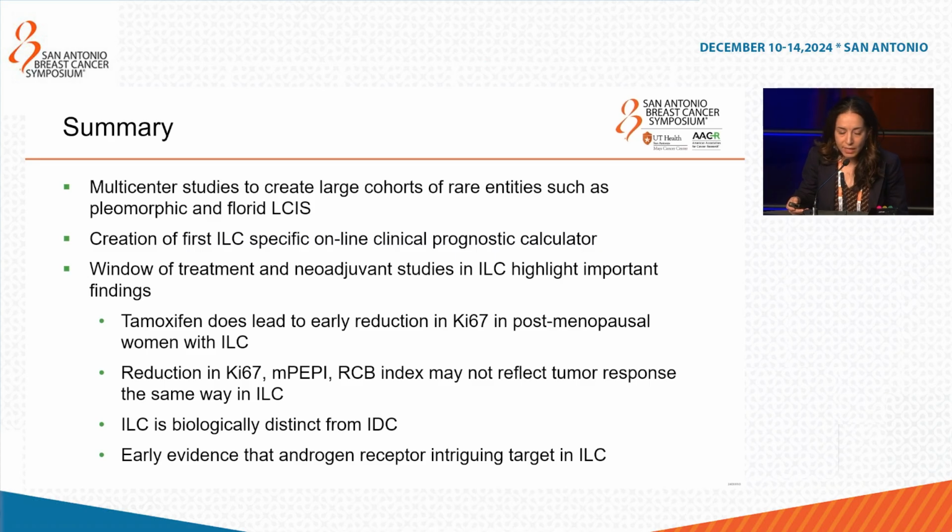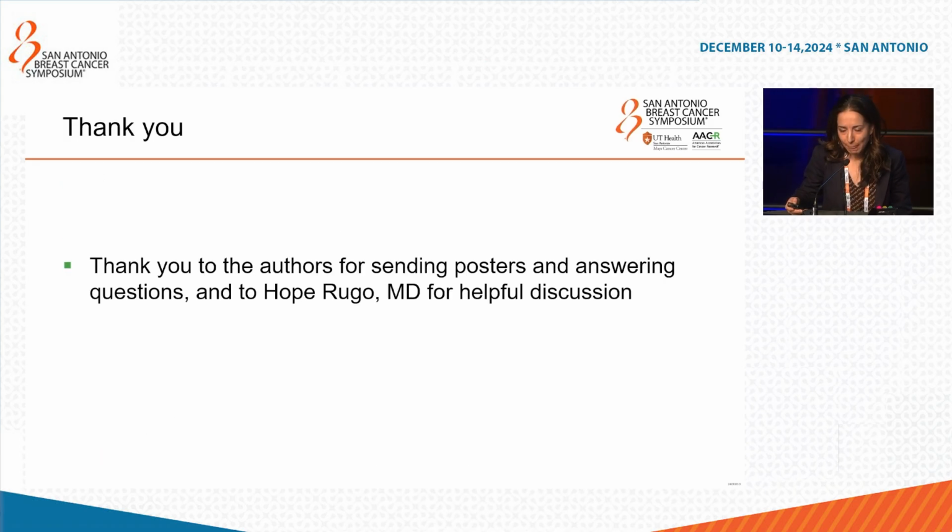And the window of treatment and neoadjuvant studies highlight some important findings, including the fact that tamoxifen can lead to early reduction in Ki-67 in postmenopausal women with lobular breast cancer, but a drop in Ki-67 and other endpoints may not reflect tumor response the same way in lobular breast cancer. Lobular cancer is indeed biologically distinct from ductal breast cancer, and we saw early evidence that androgen receptor inhibition may be an important area of further investigation. Thank you so much.